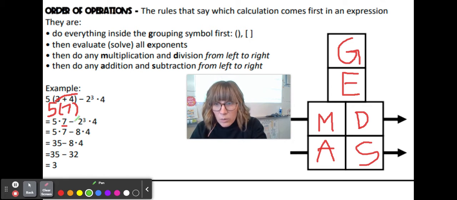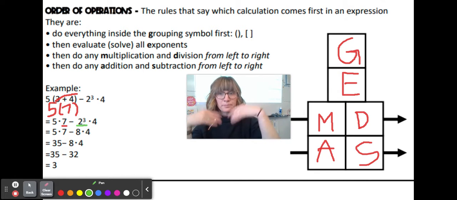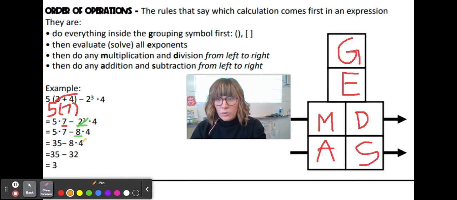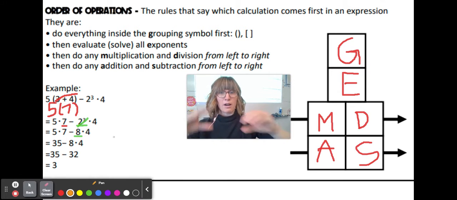Exponents, exponents. Okay, we're going to look for exponents. We have some. So we're going to go ahead and do 2 to the third power next. We're going to simplify that and turn it into an 8. So we're going to cross that out and make that an 8. Drop down everything we haven't used. So 5 times 7 minus 8 times 4. And then we're going to say exponents, exponents. Do we have any more? Nope. So let's move to the next layer.